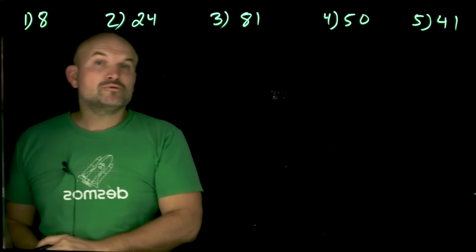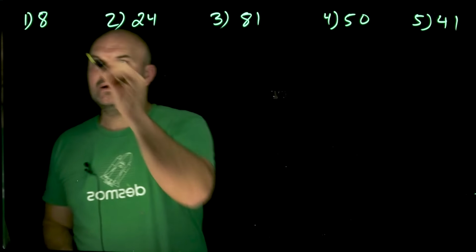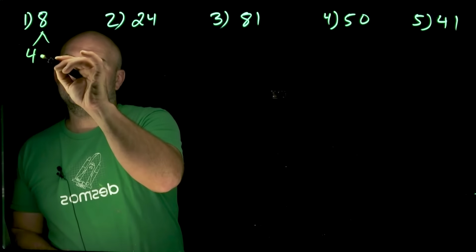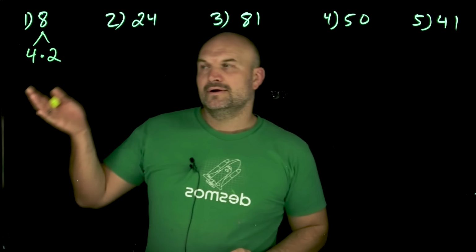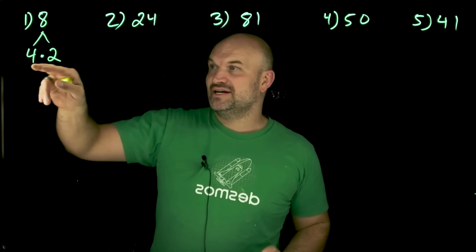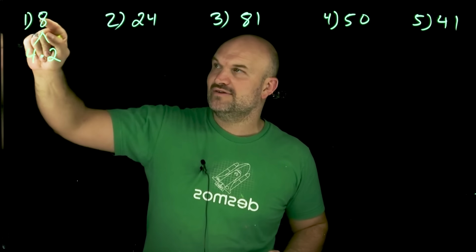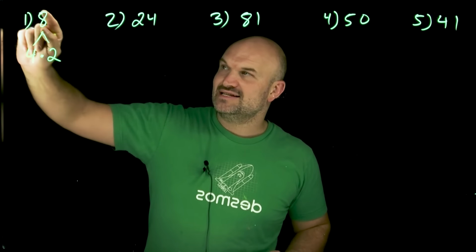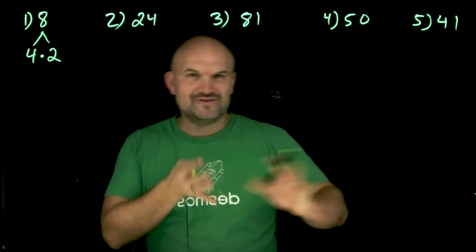So we say, all right, can I rewrite 8 as a product? And a lot of students will say, what about 4 times 2, right? And that is correct. We have now factored the number 8 because 4 times 2 equals 8. That means 4 divides into 8 2 times. 2 divides into 8 4 times, right? You see how the factors and factoring kind of works?